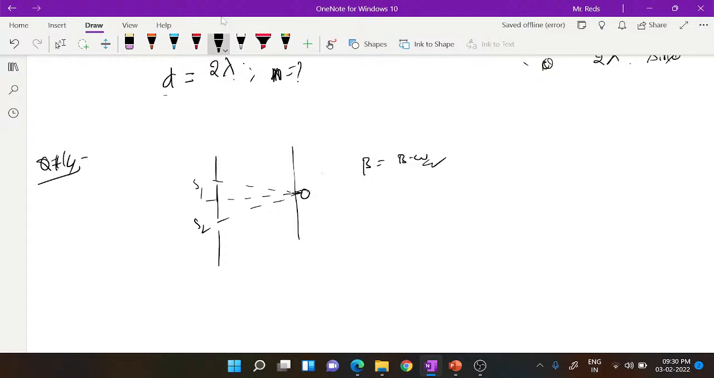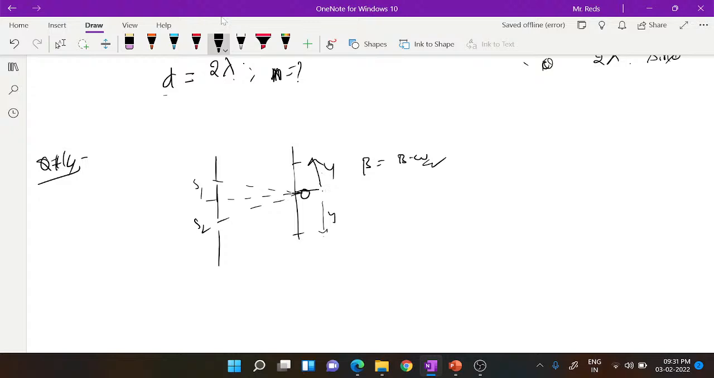Then the minimum distance between 2 points on either side of the bright fringe where the intensity is half that of the maximum intensity is. So the minimum distance of a point on this side or this side, if you take it as y, this is y and this also should be y. Minimum distance between 2 points on either side of the bright fringe where the intensity is half that of the maximum intensity. Maximum intensity you will get here, right?